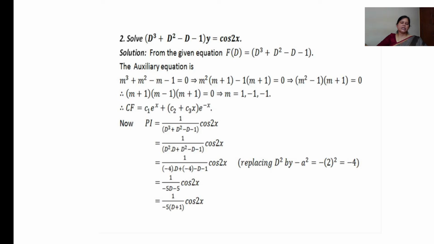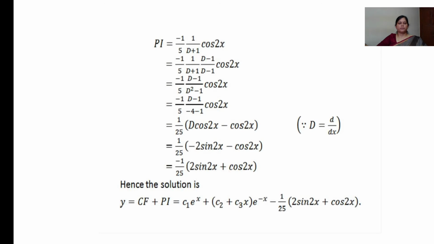Now we have only a D term in the denominator. We want to make a D square term again. That's why we are going for conjugate multiplication in the next step. What is the conjugate of D plus 1? D minus 1. So the next step is multiplication: multiply and divide by D minus 1. So the PI is minus 1 by 5 into 1 over D plus 1 into D minus 1 by D minus 1 into cos 2x.